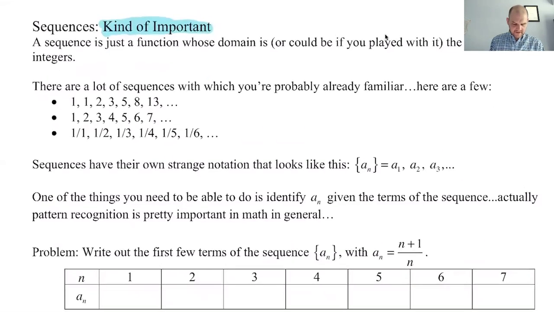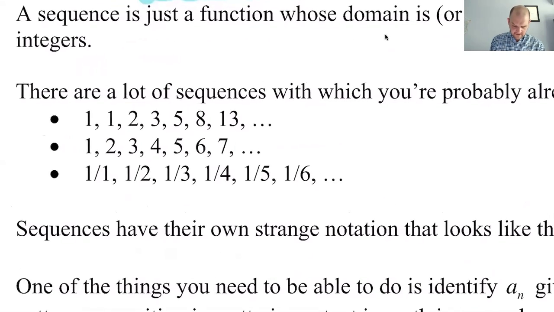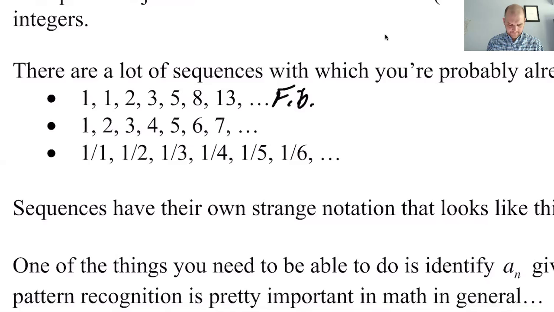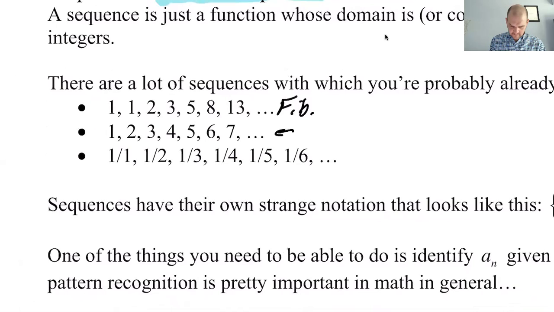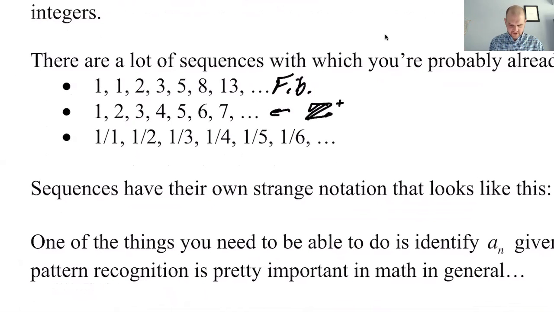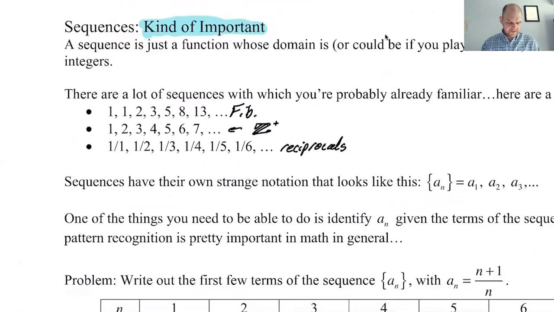For example, you've got your Fibonacci sequence here. You've got your counting numbers, or these are your non-negative integers. You could say this is like Z plus: integers is Z, and the plus means just the positives. And then you've got 1 over 1, 1 over 2, 1 over 3. These are your reciprocals. So these are just sequences that you've probably seen before.